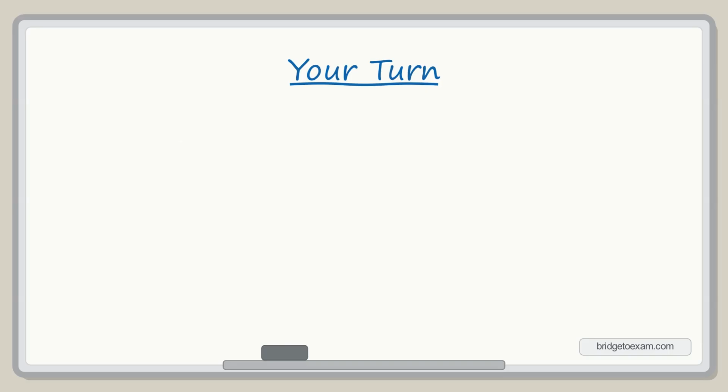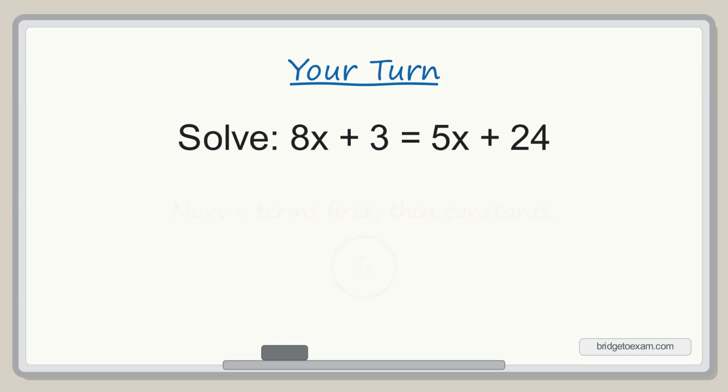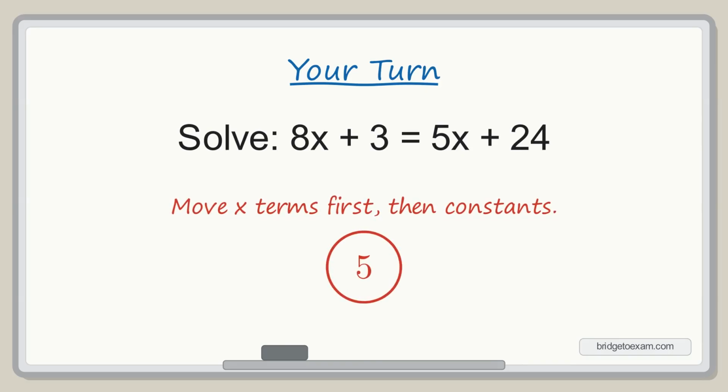Now try one. Solve 8x plus 3 equals 5x plus 24. Move x terms first, then constants. Pause your thinking for a few seconds.